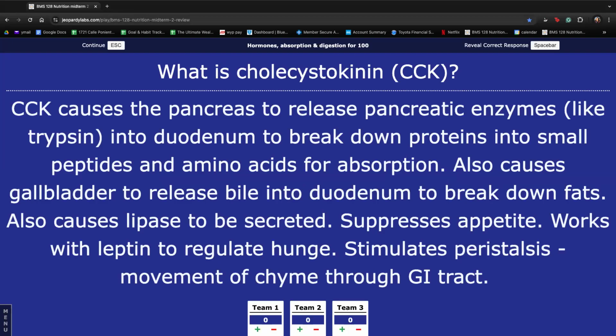Yes, it does release trypsin. It tells the pancreas to release enzymes like trypsin to break down peptides and amino acids, and it tells the gallbladder to release bile to break down fats. And it causes lipase to be secreted. Like we talked about before, lipase breaks down lipids. And it also suppresses appetite and regulates hunger. Oh, I forgot the R. Regulates hunger and stimulates peristalsis, which is the movement of food through your GI tract through that wave-like motion.